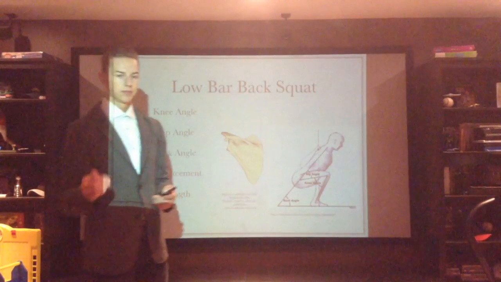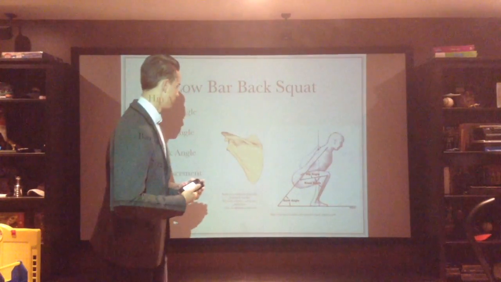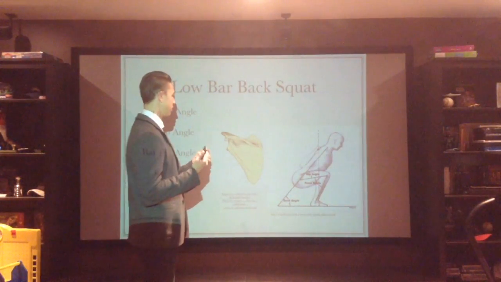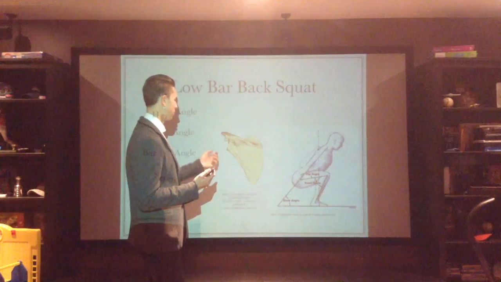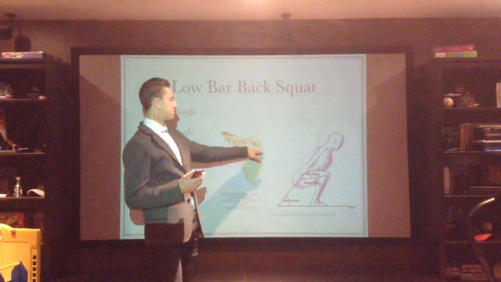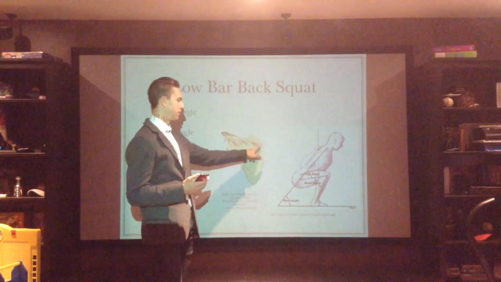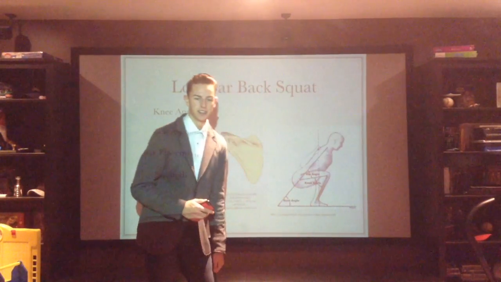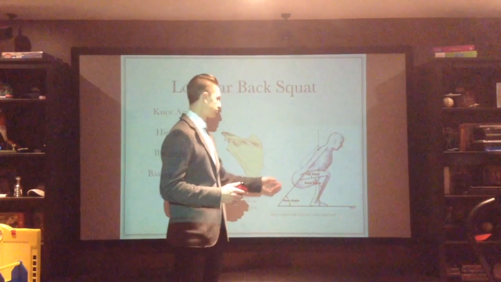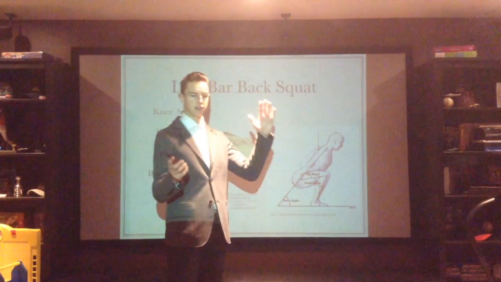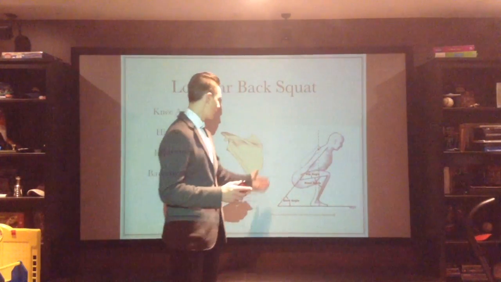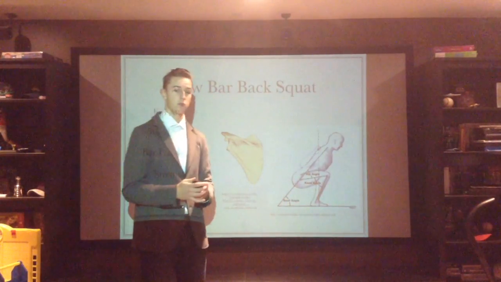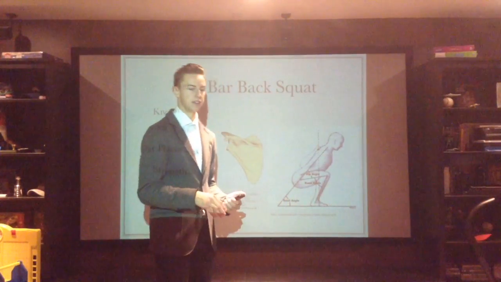Alright, and finally, we have the low bar back squat. In opposition to the high bar back squat, the low bar back squat's position of the bar sits underneath the spine of the scapula. Spine of the scapula right here. The knee angle opens up tremendously compared to the other two lifts, and the hip angle does the opposite. It closes off. The back angle also becomes much more horizontal, somewhere around 45 degrees to maintain the balance.